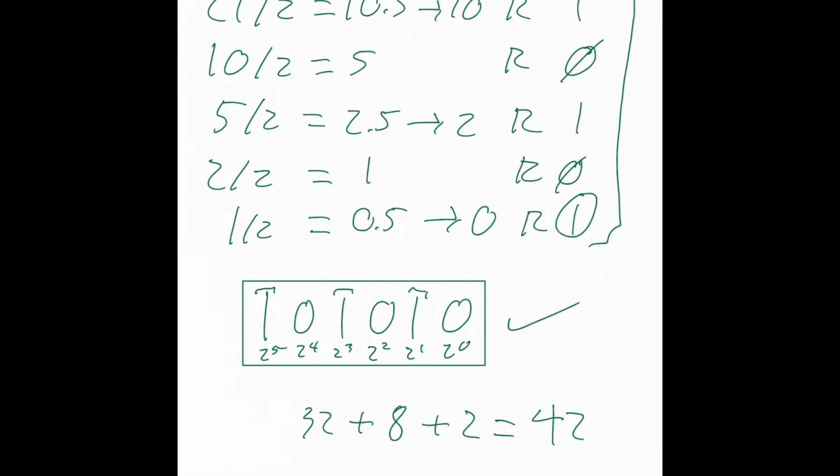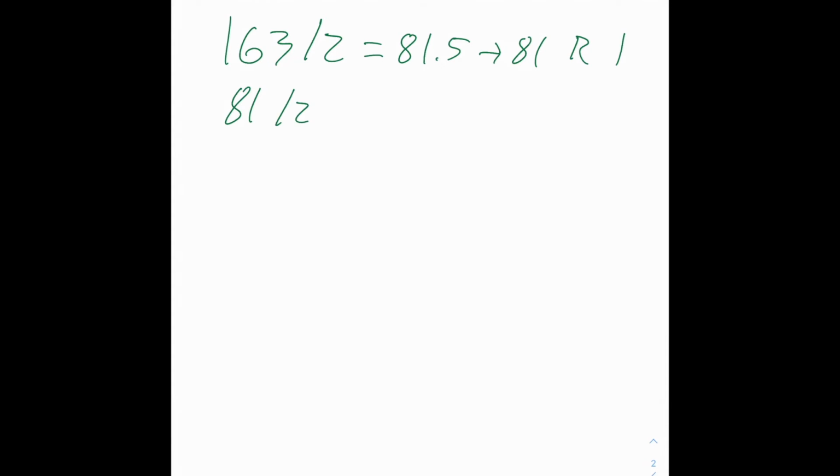Okay, now we're going to try the same process with 163 as our decimal number. We'll take 163, let's divide that by 2, we get 81.5. Let's see, we're going to represent that as 81 with a remainder. We're going to take 81, divide that by 2, we get 40.5. So it's 40 with the remainder.